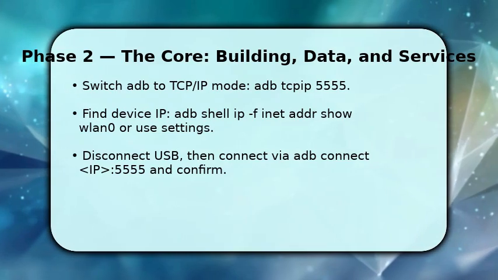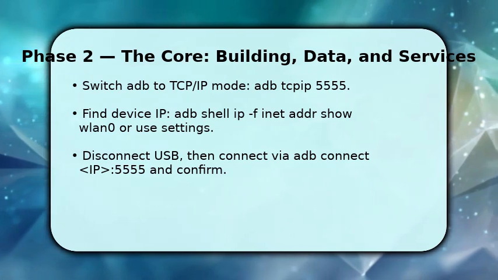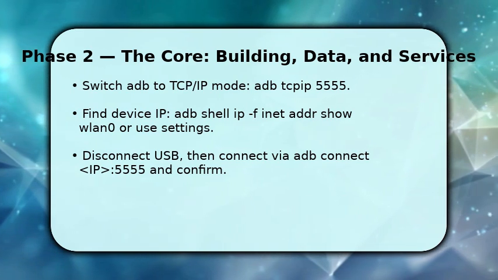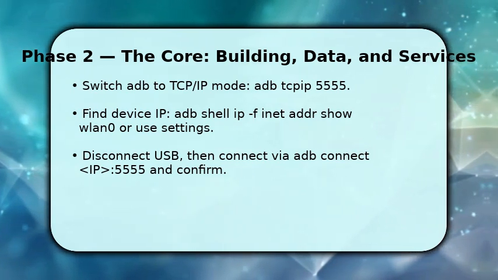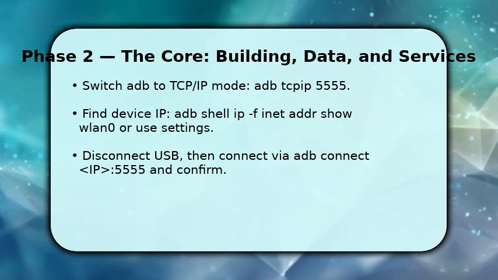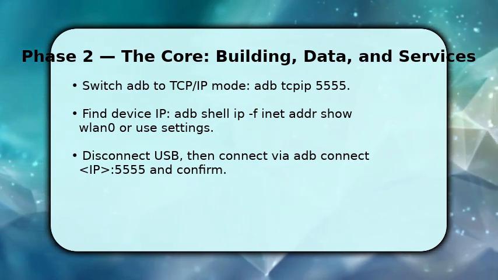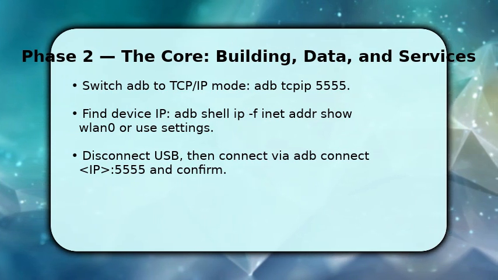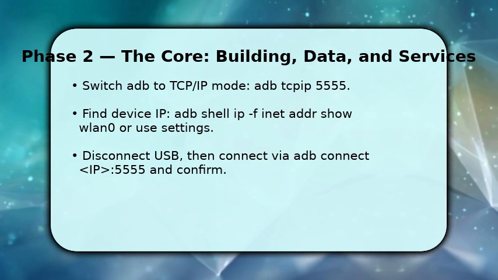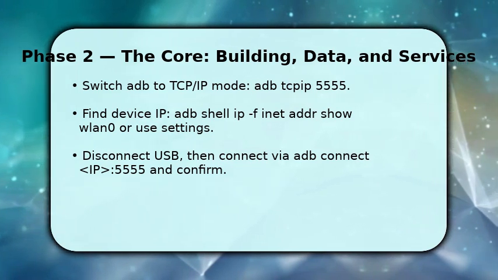You'll switch adb to TCP/IP mode by running adb tcpip 5555 while the device is still on USB. This opens a listening port for wireless debugging. Next, obtain the phone's IP address using adb shell ip -f inet addr show wlan0, or from the device Wi-Fi details, so you have the exact address.